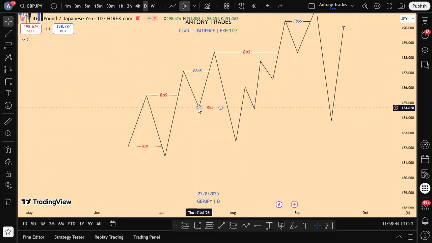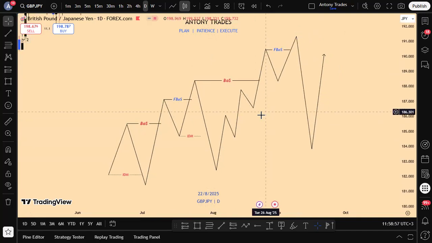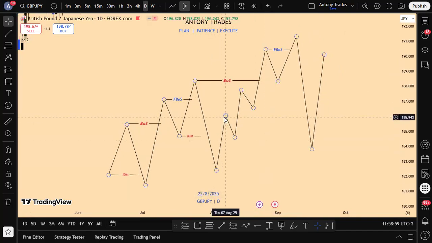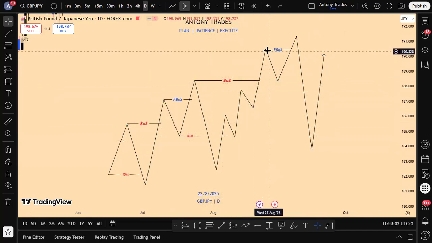After that, we need to see market creating an inducement. Then after that, going up to break the structure to the upside. Then now this one becomes our inducement. So sometimes market can form something of this sort. Then market creates what you call the minor inducement, another minor inducement, then breaks the structure.